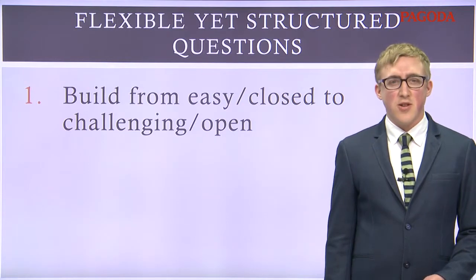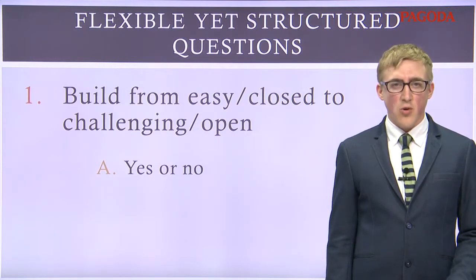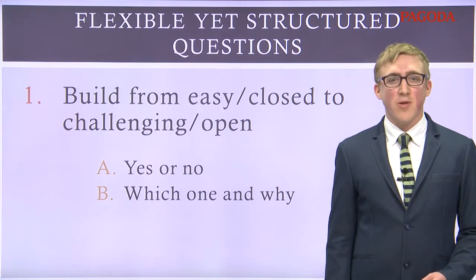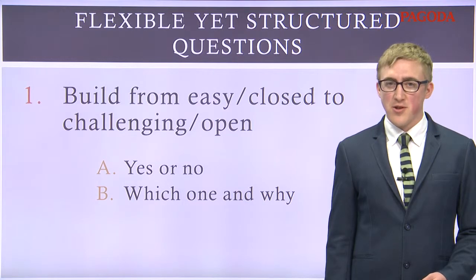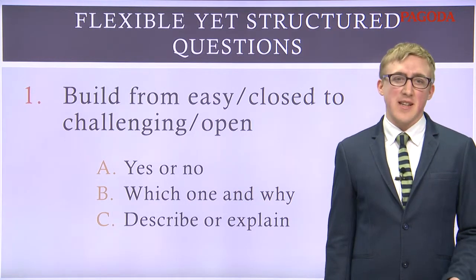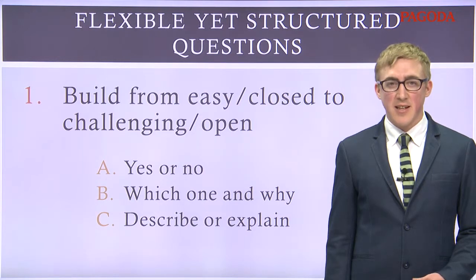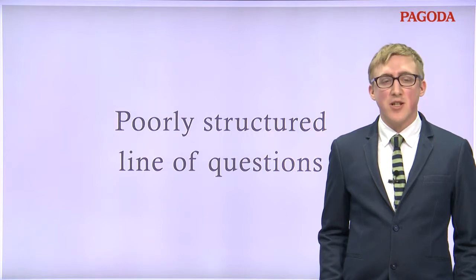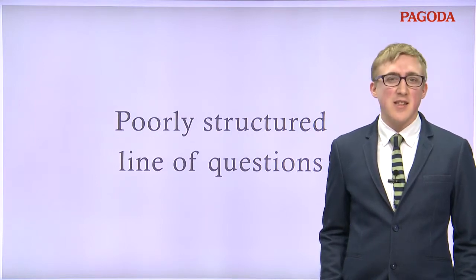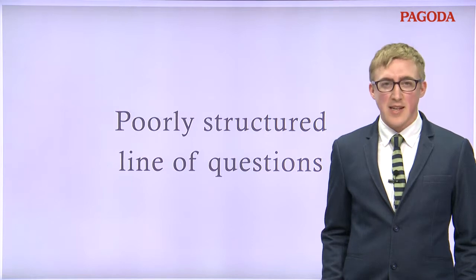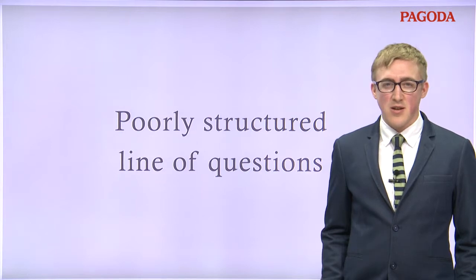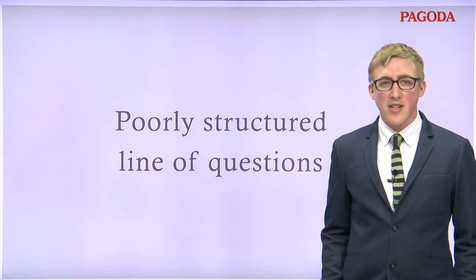A simple formula that you can use is to start with a yes or no question. Do you have a big family? Then move on to a which, one, and why question, like which family member are you closer to? And then finish with something that asks them to describe or explain something, like describe one of your family members' personality. If we don't really consider the questions that we ask, we lose any sense of consistency that we have from one student to the next. So here's an example of a poorly structured line of questions. Notice how disorganized it is and how hard it is for the student to make good quality responses.